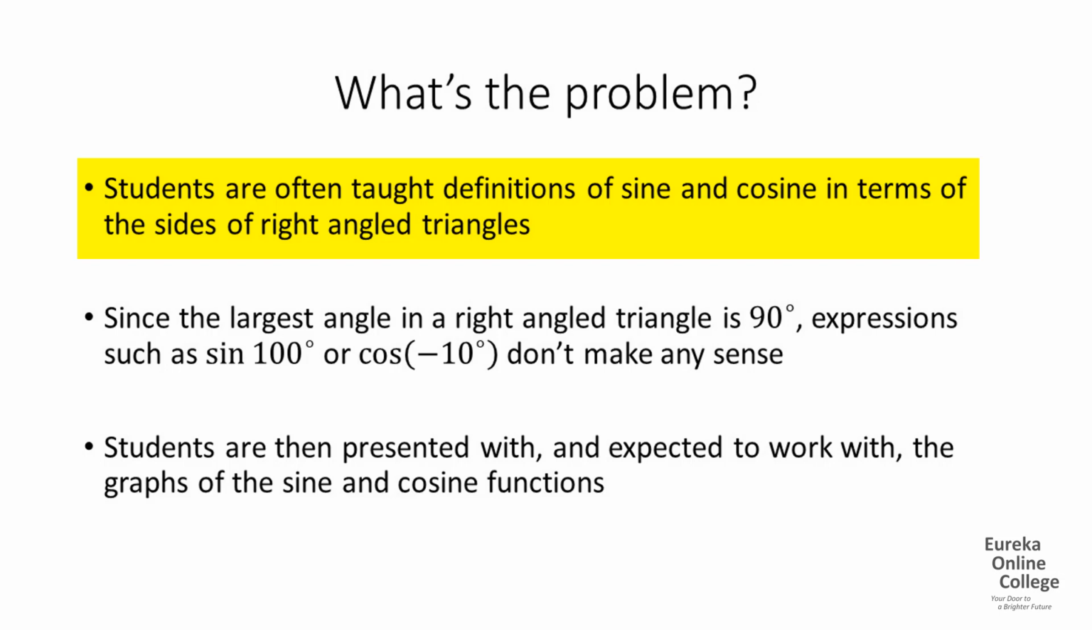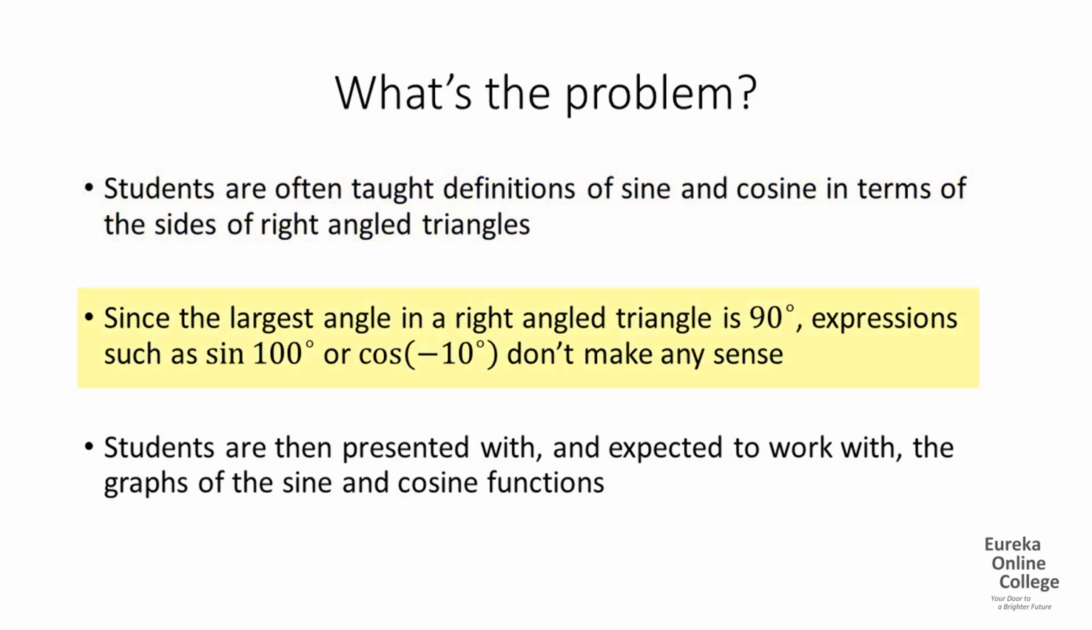And this is fine. The problem is, if our definition is in terms of right-angled triangles, then the largest angle that you can find in a right-angled triangle is 90 degrees. So therefore, expressions such as sine 100 degrees or cosine of minus 10 degrees don't make any sense. You can't have a right-angled triangle with a 100-degree angle in it. And what does minus 10 degrees even mean as an angle? So this doesn't really make any sense.